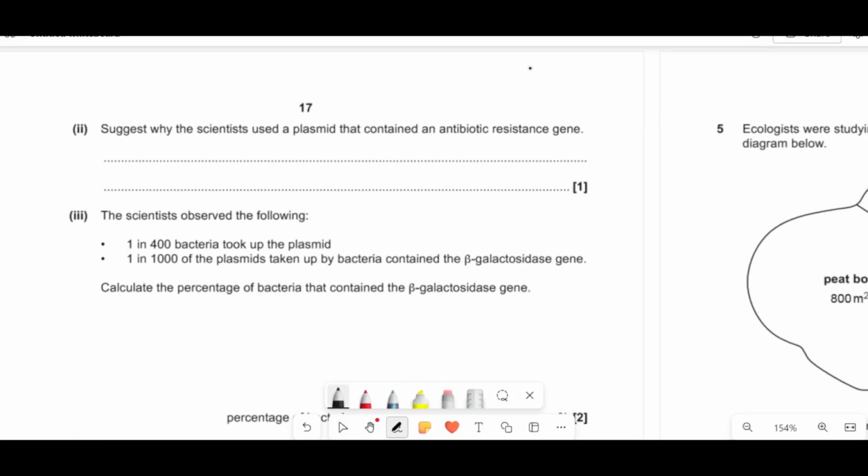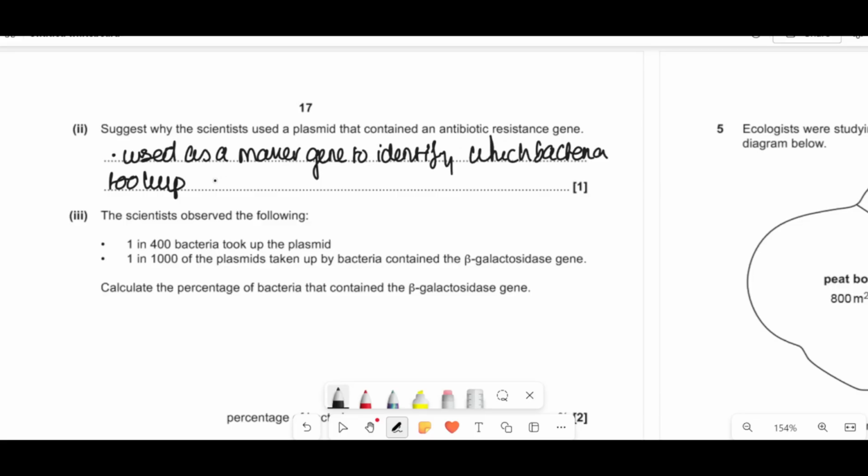So the idea is they can grow them in a petri dish, and normally we can use UV light, but what they can instead do is just use an antibiotic, and those that are resistant will survive, and that'll be the one that took it up. So the idea here is that it's used as a marker gene. So it's used as a marker gene to identify which bacteria took up the plasmid.